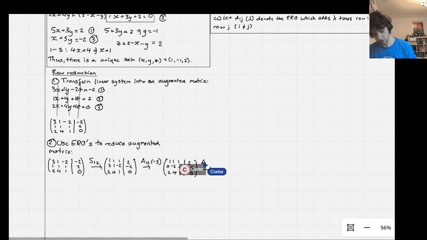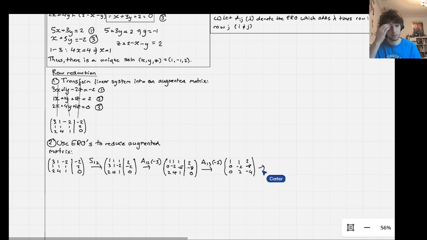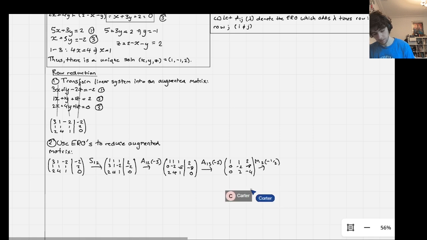And then we do a similar thing, except this time we add minus 2 times row 1 to row 3, and this gives us 1, 0, 0, 1, minus 2, 2, 2, minus 8, minus 4, right? And now what we can do is we divide the second row by minus 2. So this is the same thing as multiplying the second row by minus a half. So we do M2 of minus a half. Because dividing by minus 2 is the same as multiplying by minus a half, but you see what I mean.